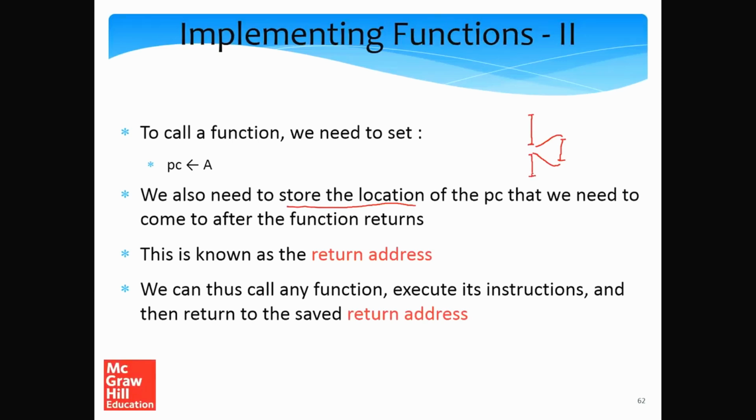So we need to store the location of the point at which we return from the function. This is known as the return address. So this also needs to be stored. Essentially, what do we need to store? We need to store two things. We need to know the starting address of the function, which is A in this example, and then we need to jump back to a point which is the next instruction after the function call, and this is known as the return address.